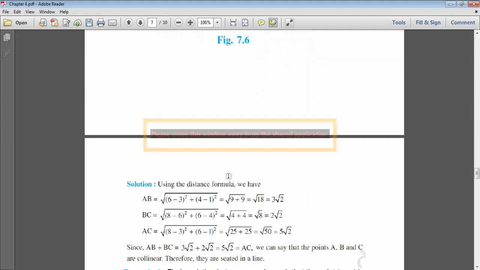Okay, now we are completing this question. So now we are doing this distance formula. Clear?